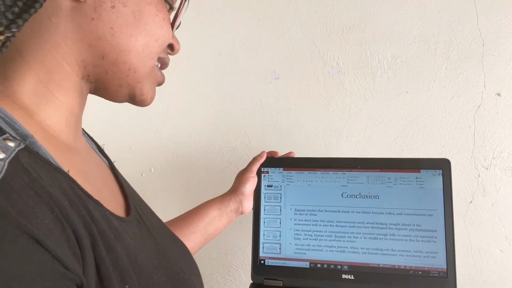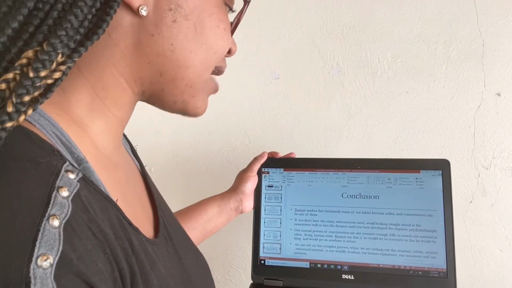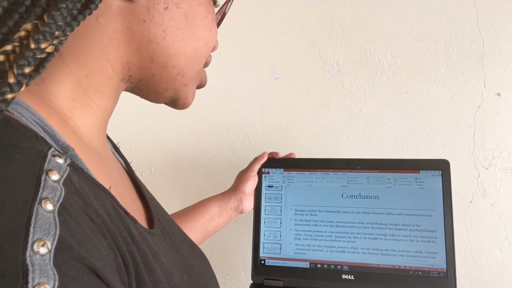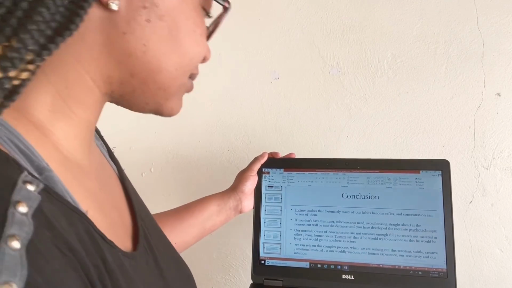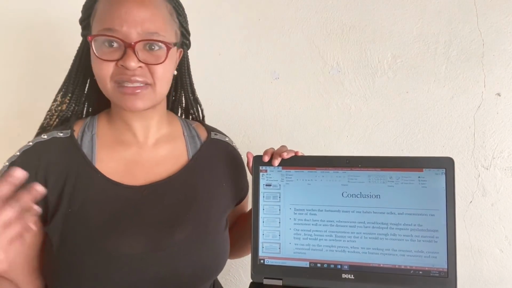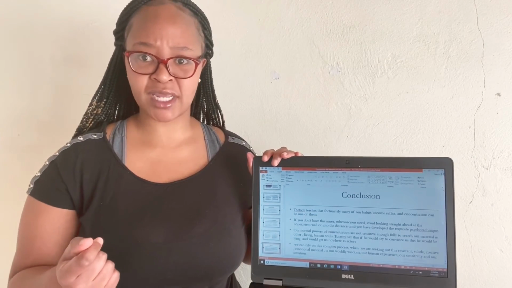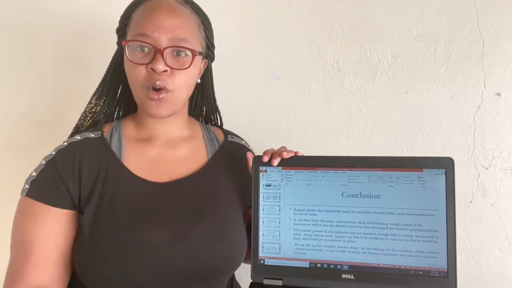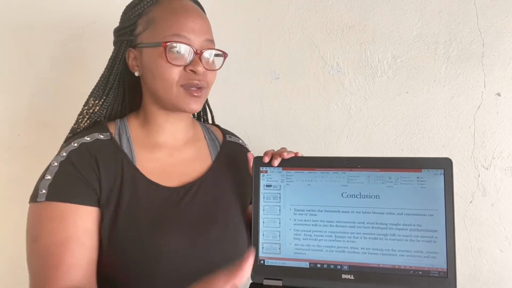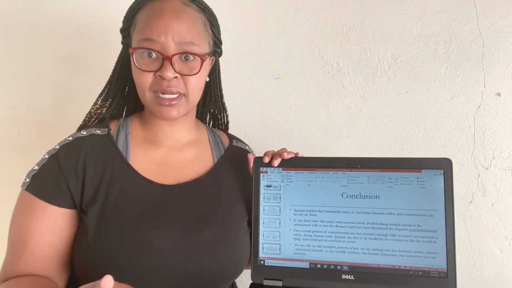He also teaches that fortunately many of our habits become reflex, and concentration becomes one of them. So concentration is a reflex. It's something that happens quickly. So if somebody would call your name or show you something, or something might happen on stage, you concentrate on that very quickly. So it's a reflex.